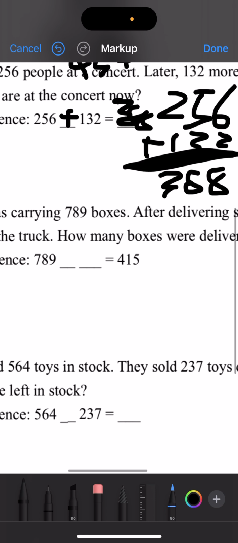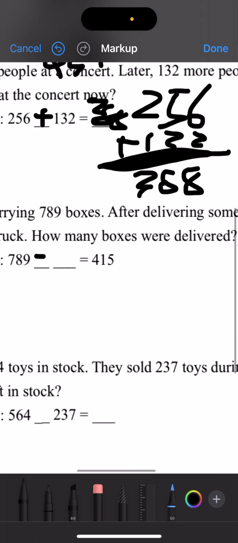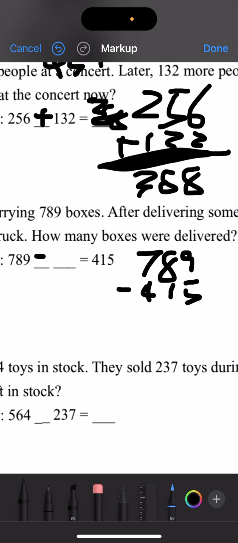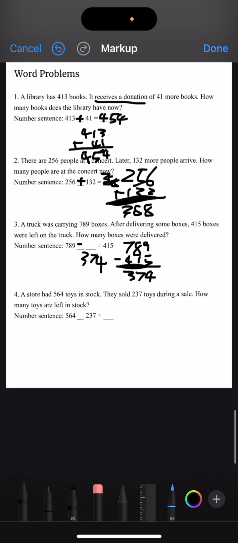A truck was carrying 789 boxes. After delivering some boxes, 415 boxes were left on the truck. How many boxes were delivered? Number sentence. Okay, so from 789, it goes down to 415. So we know that we're going to have to subtract some number, and that number is going to give us 415. So what we're going to do is 789 minus 415. That gives us 4, 7, and 3. 374.